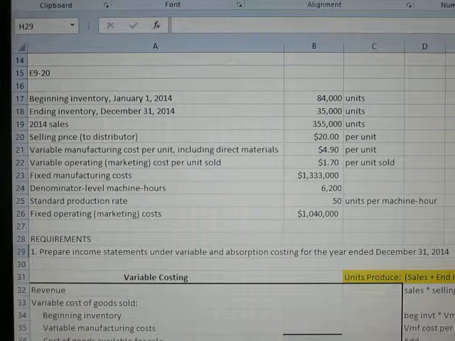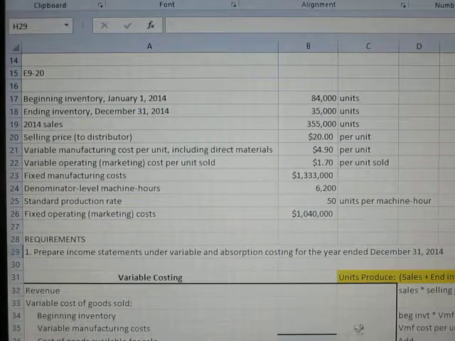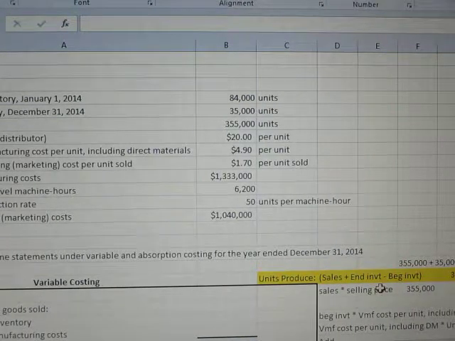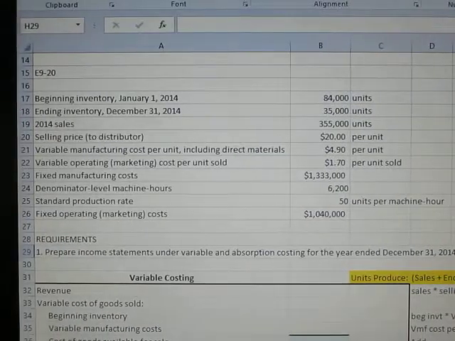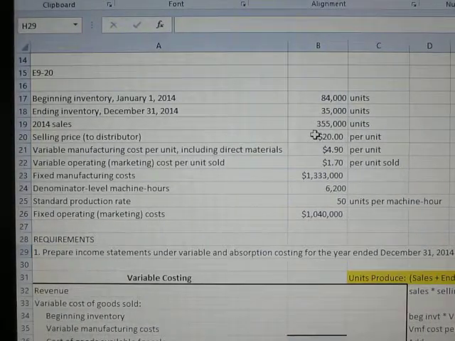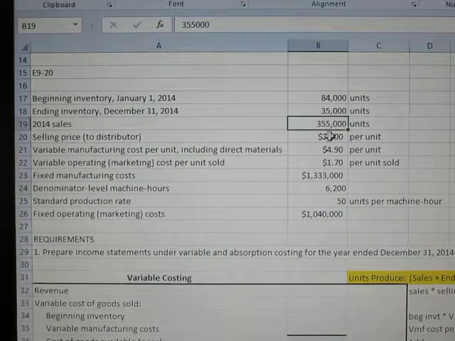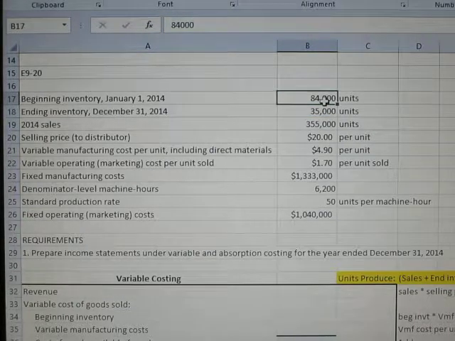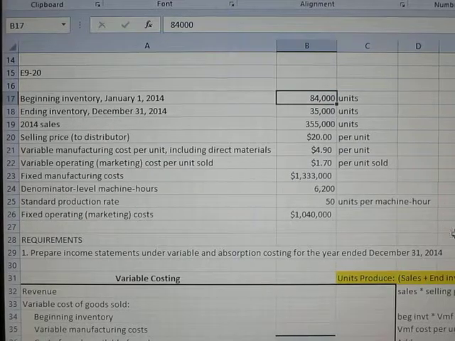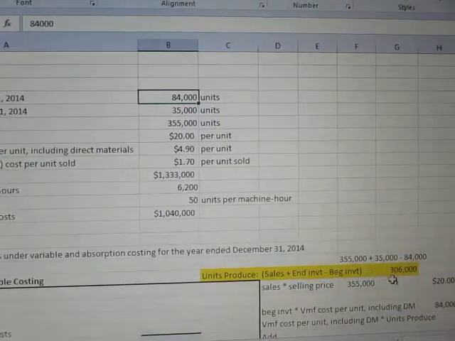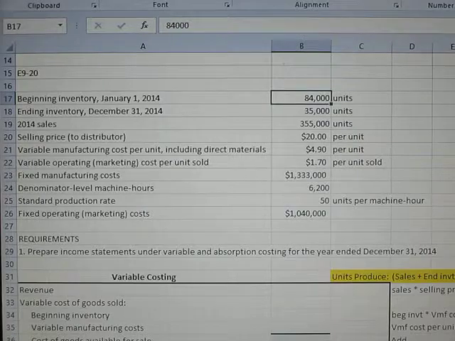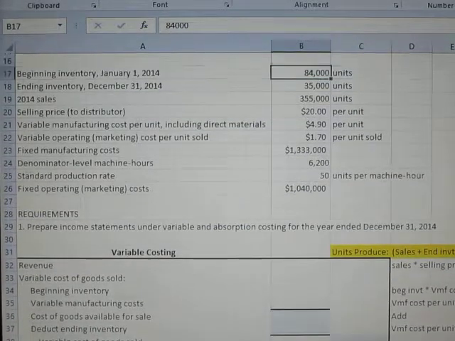So first I'm going to calculate the units produced, which is sales plus ending inventory minus beginning inventory. So it is the sales, 355,000 units plus the ending inventory minus the beginning, which when I calculate, I got 306,000.